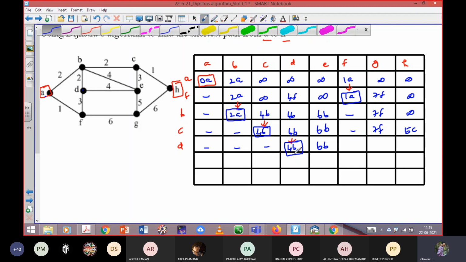Originally, D to E is actually 4, so 4 plus 4 is 8. If I compare with the previous value, 8 is higher than 6, so I can retain the 6B itself. Next, D to F: dash, it's already visited. Next, D to G: 7F. Next, D to H: 5C. Quickly we are going to complete the problem.